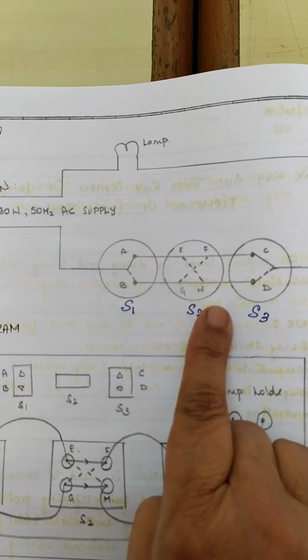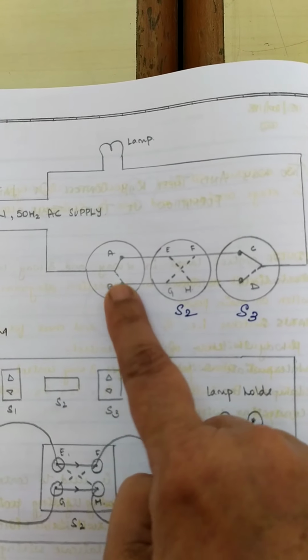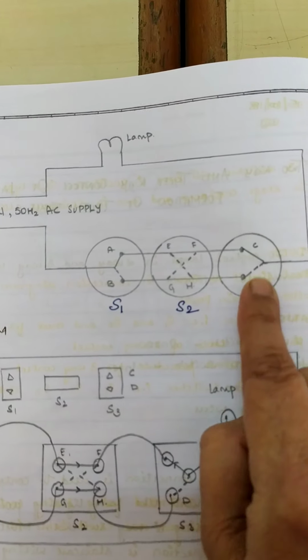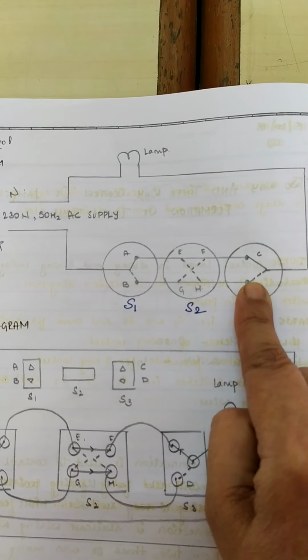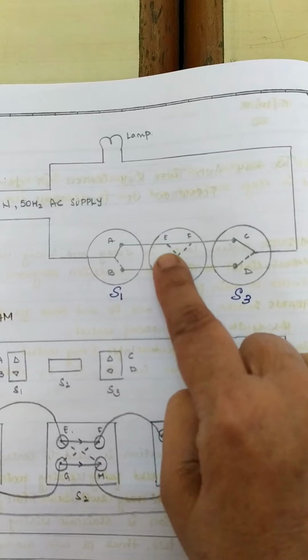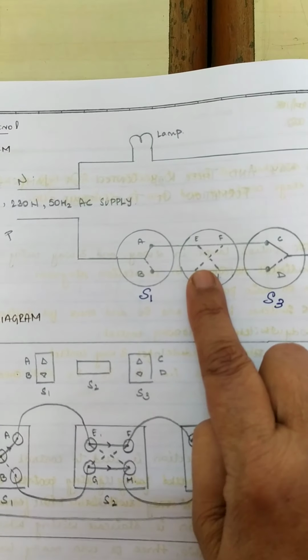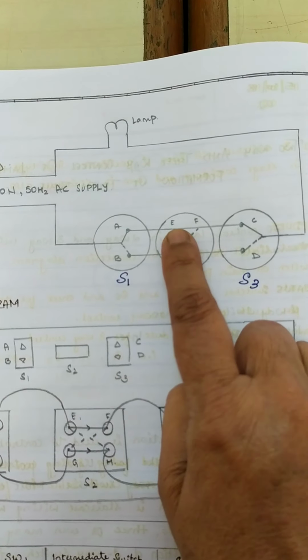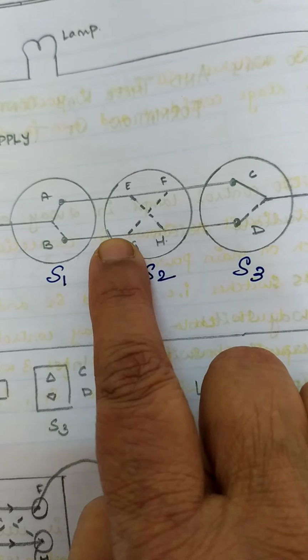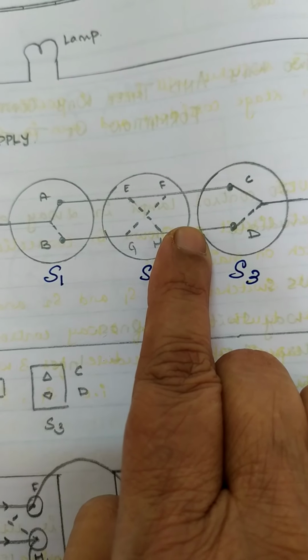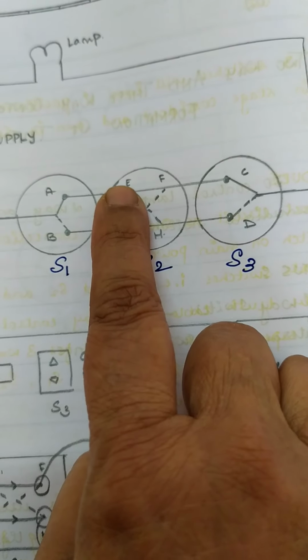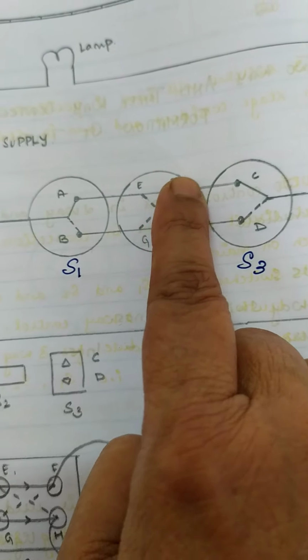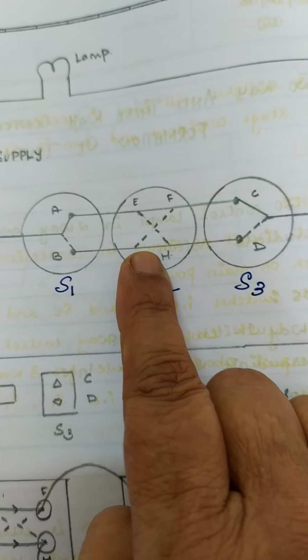Now, this is a circuit diagram. Here also, the switch S1 can be thrown to A and B position, and S3 to C and D, just like our two-way control. But what about this intermediate switch? For this intermediate switch, we have 2 positions once again. One is straight connection, that is, when E is connected to F and G is connected to H. When E is connected to H and G is connected to F, it is known as cross connection.